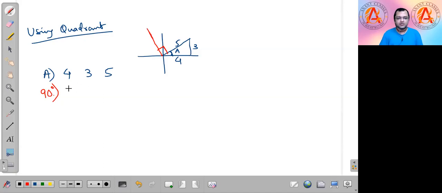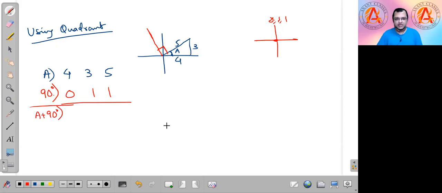So 90 degree, what was the 90 degree triple value? Remember? If you don't remember, immediately you can check from here. 90 degree means x coordinate 0, 1, 1. Now what I have to find out is what will be the triple for A plus 90 degree. So this will be 0, minus 3, minus 3. And here we get 4 and 0, 4. And here we get 5.